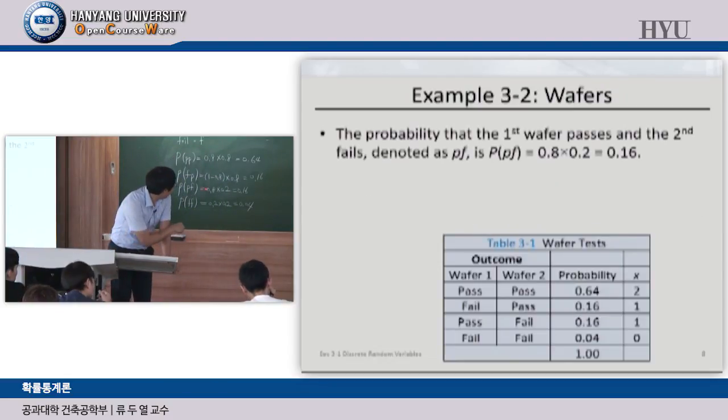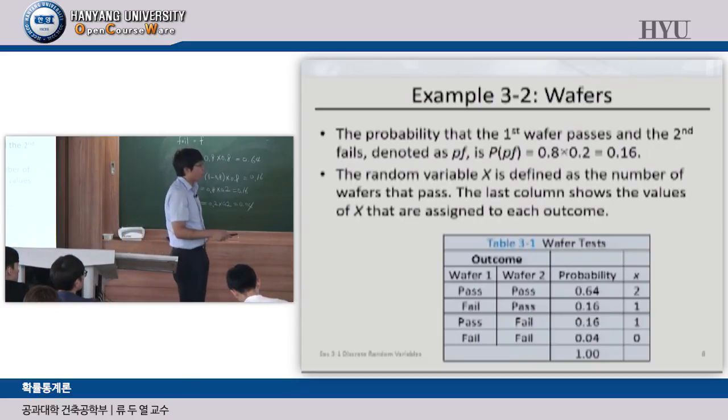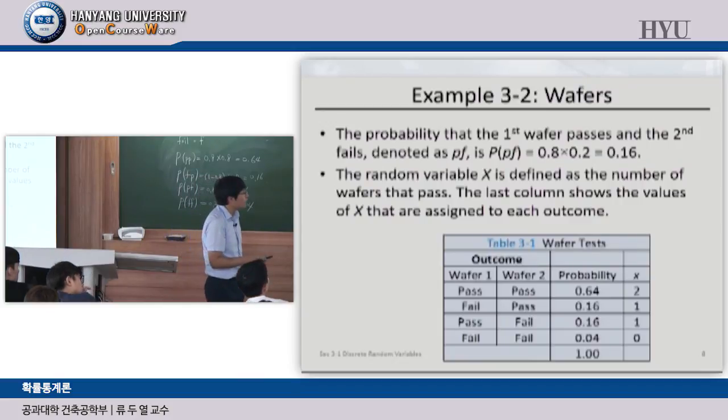So, as I explained here, the probability that the first wafer passes and the second wafer fails is defined as P multiplied by F, and the probability of PF can be 0.8 multiplied by 0.2, that equals 0.16, okay? And the random variable X is defined as the number. So the last column here shows the values of X that are assigned to each outcome.